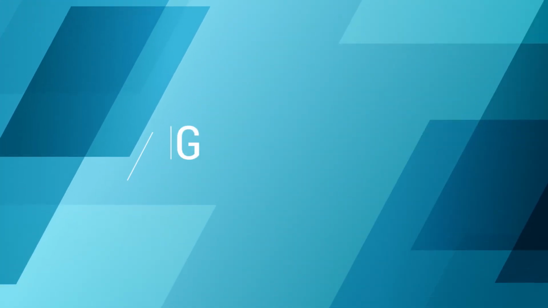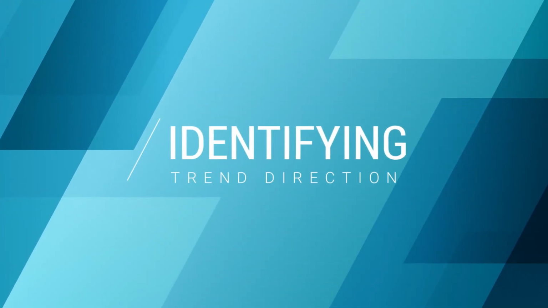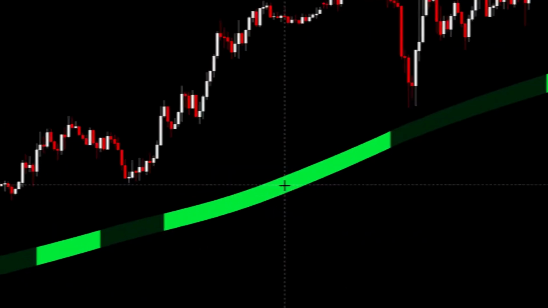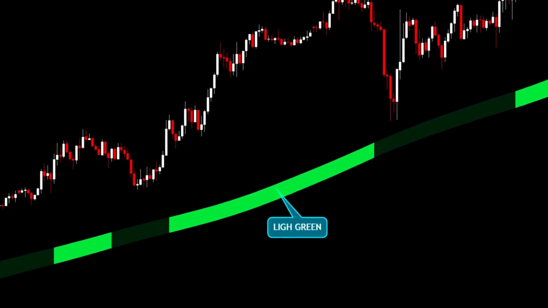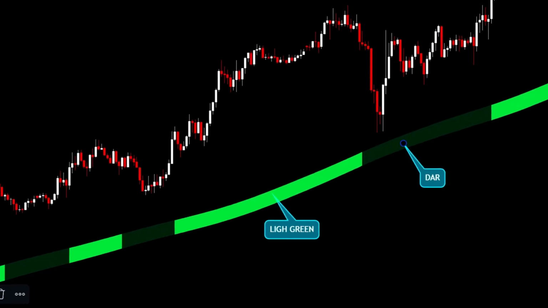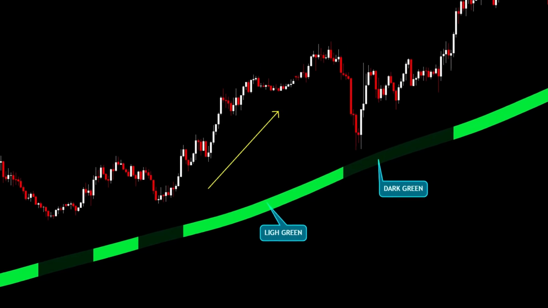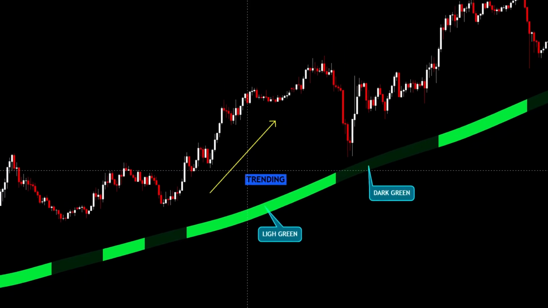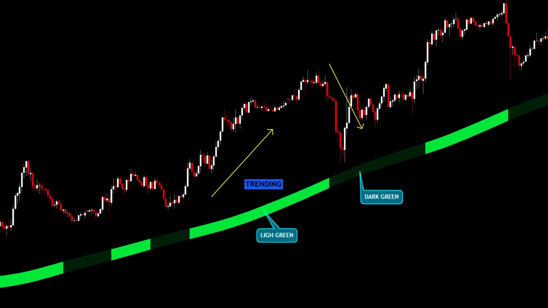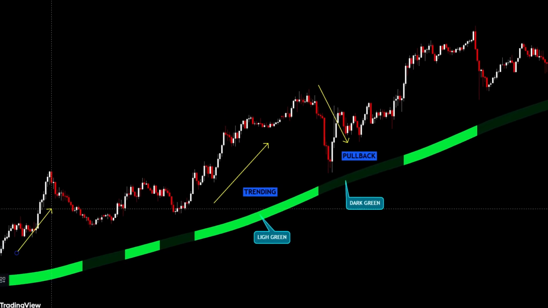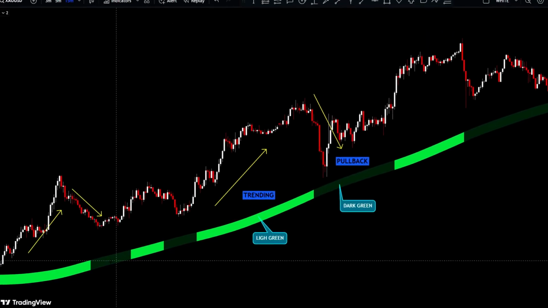Now we're getting to the heart of the strategy, identifying the trend. This is absolutely crucial. The market bias indicator gives us a fantastic visual way to do this. It uses color coding to show us the prevailing market direction. When the market bias indicator is showing green, it indicates an uptrend, but it goes a step further. It also shows us when the market is experiencing a pullback or consolidation within the uptrend. This is where the color shifts to a dark green. This distinction is incredibly important for this strategy. It tells us when the market is taking a breather before potentially continuing its upward move.